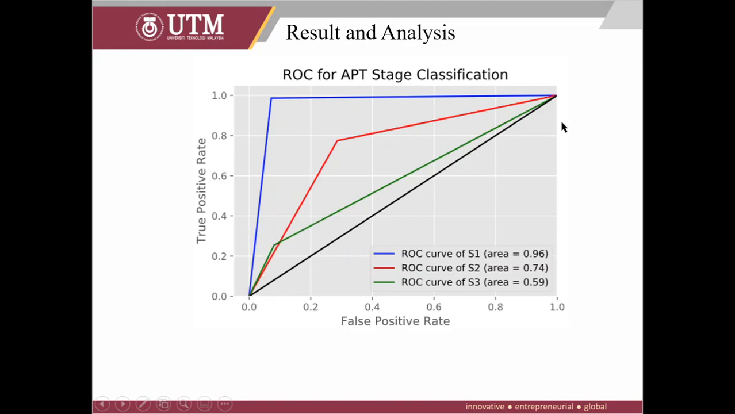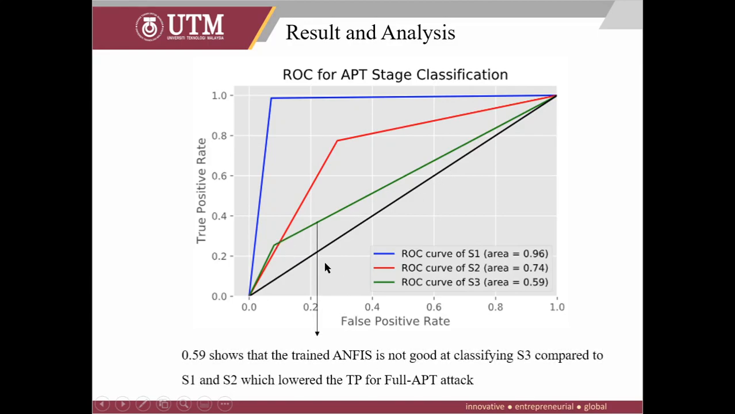The black line here is actually 0.5. Anything lesser than this black line, lesser than 0.5, does not have classifying capability. So we see that our S3 has an area of 0.59, which is not good. And this results in the low true positive for our full APT attack earlier.